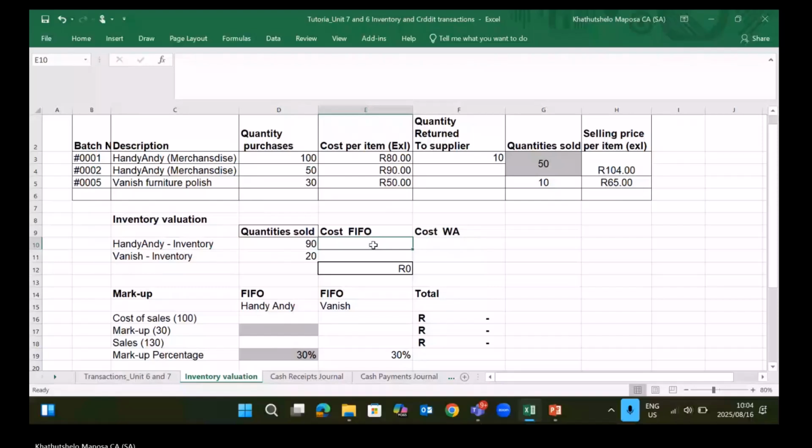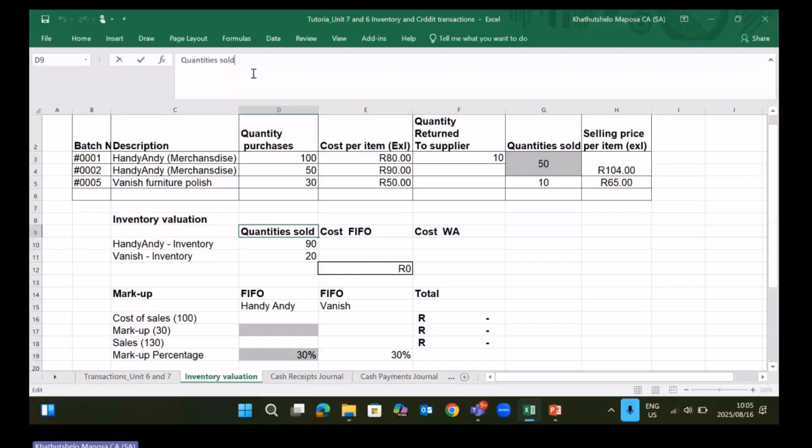For Handy Andy, what are we calculating again? How much the cost will be? Calculate the value of the 20, don't worry about my heading which says sold. We're calculating the value of the 20 that we're left with in the inventory. What is the value of those items?